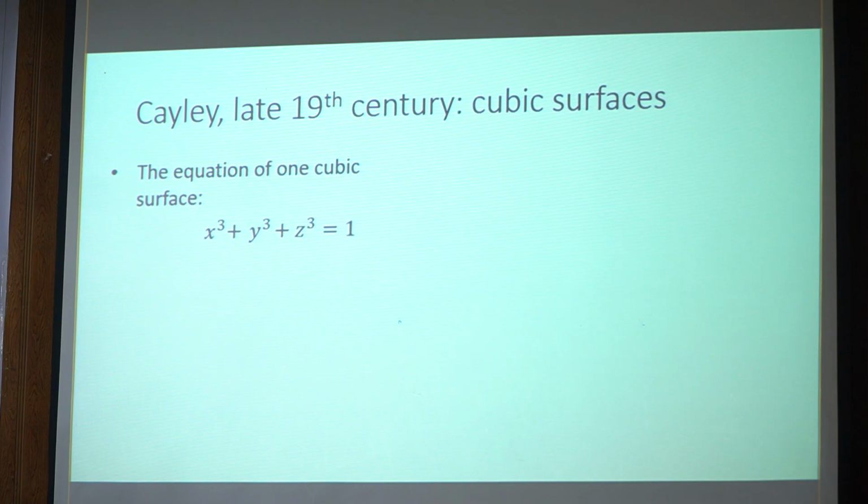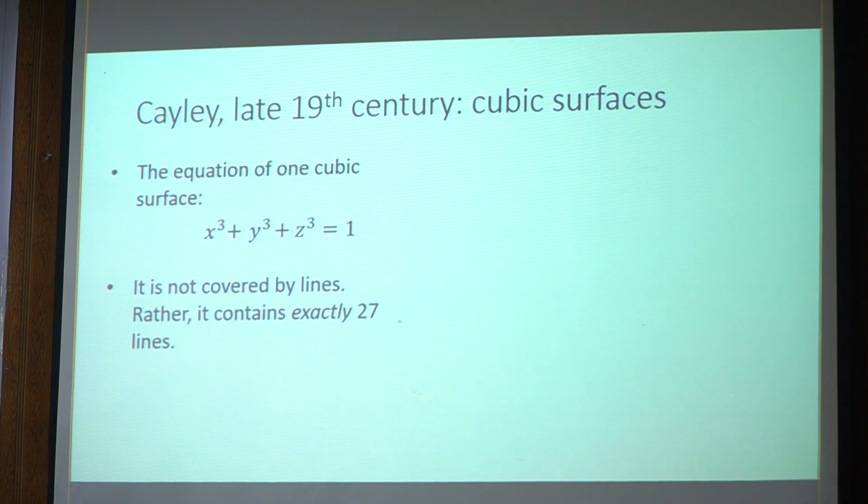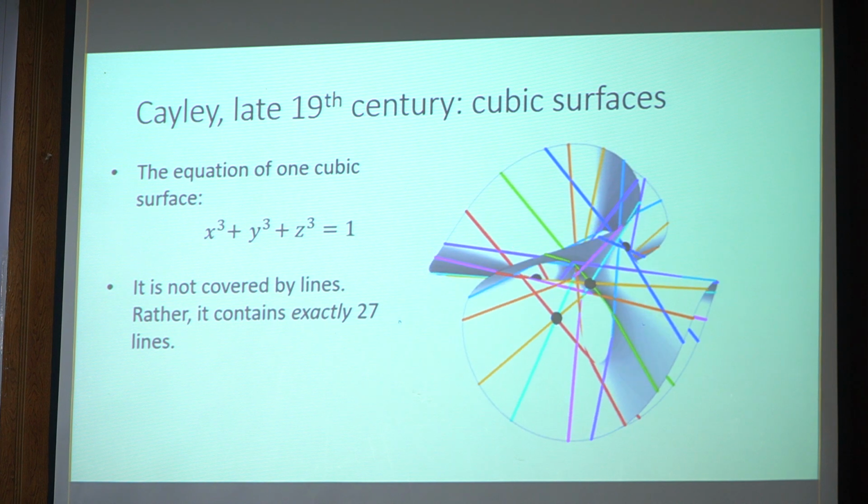Cayley in the 19th century, or Cayley and Salmon, discovered a very beautiful fact. It is not covered by lines, and this is once again something that would be proved in a graduate algebraic geometry course, that this is not what's called uni-ruled. It cannot be covered by lines, but it contains exactly 27 lines. And you can visualize this very nicely.